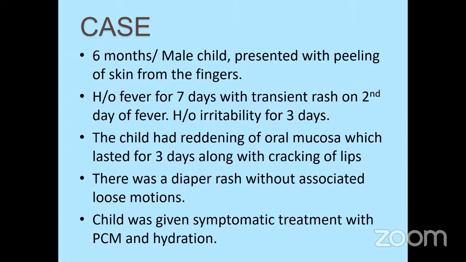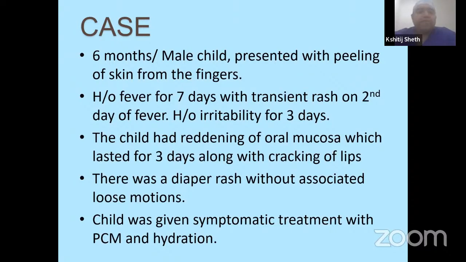So this is the next case, a 6-month-old child who presented with peeling of skin from the fingers. The child had a history of fever around 10 days ago, which lasted for 7 days, had a transient rash on the second day, and had irritability for 3 days. The child had reddening of the oral mucosa, which lasted for 3 days, and cracking of the lips.